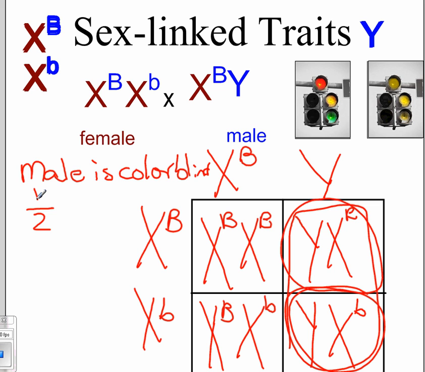What is the chance that their daughter's going to be colorblind? Is this one colorblind? No. Is this one colorblind? No. So there is a 0% chance that their girl will be colorblind. What is the chance their daughter will be a carrier? There's the trait that carries it. So there's a chance, 1 out of 2 chance.